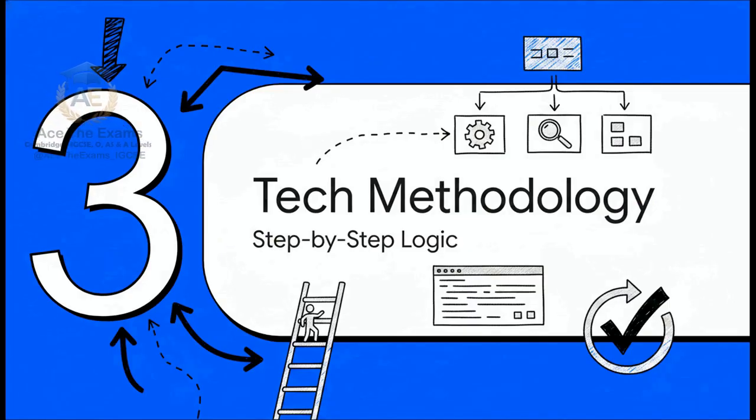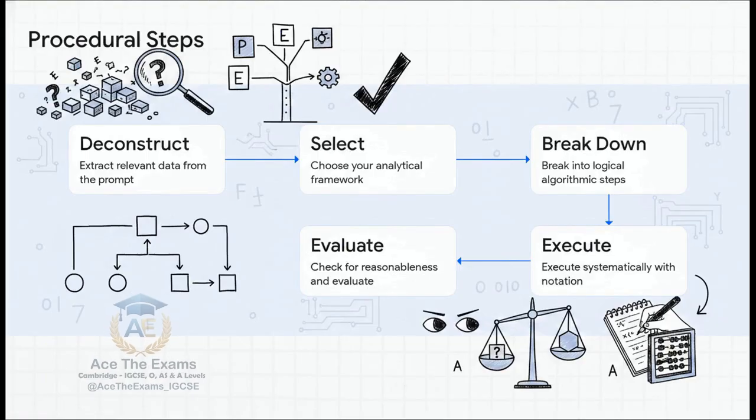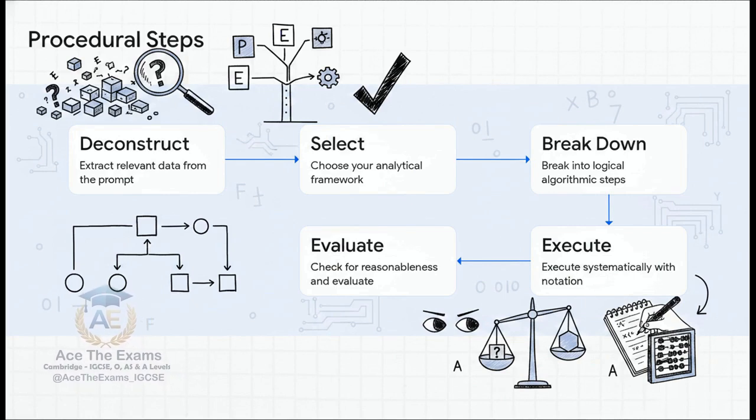The crucial point here is how we tackle these algorithmic problems using a strict, unyielding, step-by-step procedural framework. By following this deconstruct, solve, evaluate method step by step, you capture those crucial method marks. Step 1, deconstruct the prompt to extract the exact data you need. Are you working with an IPv6 address, an error code, or a simple memory dump? Step 2, select your analytical framework. Step 3, break the problem down into completely logical, algorithmic steps.